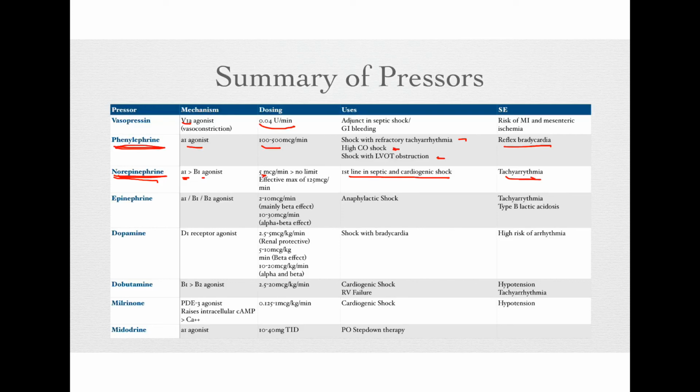Epinephrine acts on all of the peripheral sympathetic receptors: alpha-1, beta-1, and beta-2. It has a dose-dependent effect, where lower doses, 2 to 10 micrograms per minute, act only on the beta receptors and have more of an inotropic effect, whereas higher doses, 10 to 30 micrograms per minute, have a much stronger alpha-1 effect.